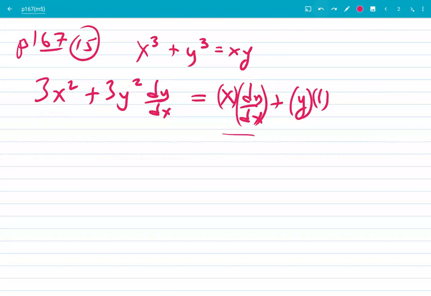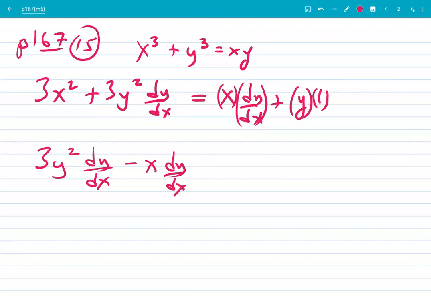So let's do that. I'm going to get 3y squared dy dx. Some people might write y prime here. That's technically wrong. Minus x times dy dx equals y times 1, which is y, minus 3x squared.